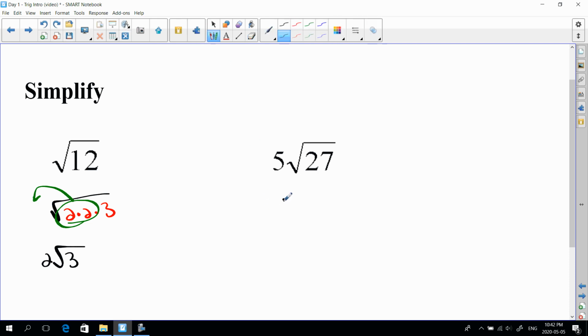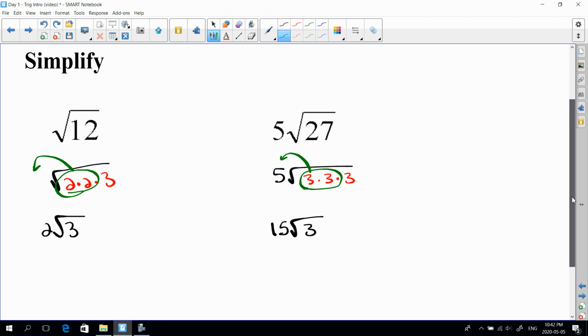Next question, 5 root 27. We're going to do the same thing, the prime factors of 27. That's 3 times 3 times 3. It's the square root, so I'm looking for pairs only. Well, I have 3 3's, but I can only circle 2 of them, and it comes out as a 3. The square root of 9 would be 3. There's a 3 coming out, there's a 5 already out there, so 5 times 3 gives me 15, and there's a root 3 still under the square root side.